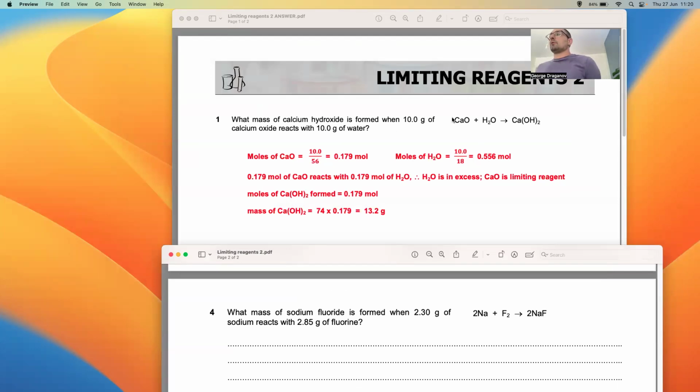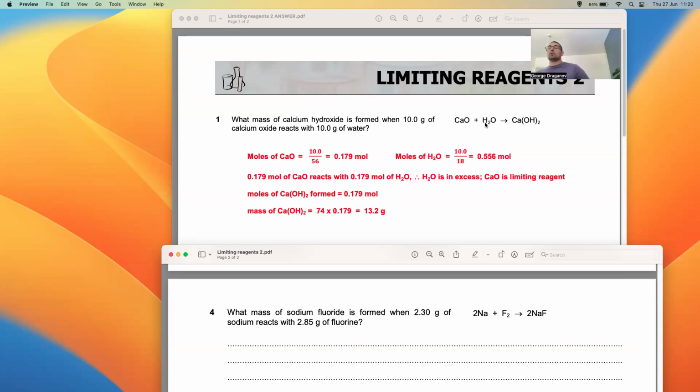We have 10 grams of calcium oxide reacting with 10 grams of water. What mass of calcium hydroxide is formed? The first step, just like in all of chemistry, is to find the moles. So I do mass over MR. For calcium oxide, it will be 40 plus 16, which is 56, as the MR. So 10 over 56 gives you this. And for water, it'll be 10 over 18. Remember, water adds up to 18, and that gives you the moles of water.